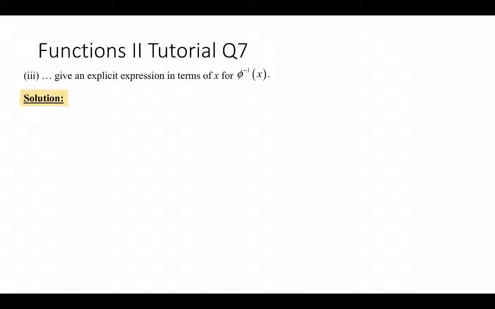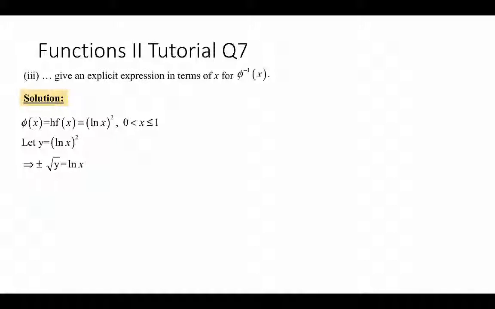The last part, we need to give an explicit expression in terms of x for phi inverse of x. Since phi(x) equals hf(x), which we have shown earlier to be (ln x) squared, but do take note that for this case, x is only between 0 and 1. To find the inverse, we will go through the usual process. Let y equals (ln x) squared. This will give us ln x equals plus minus square root y. Again, do take note of the plus minus.